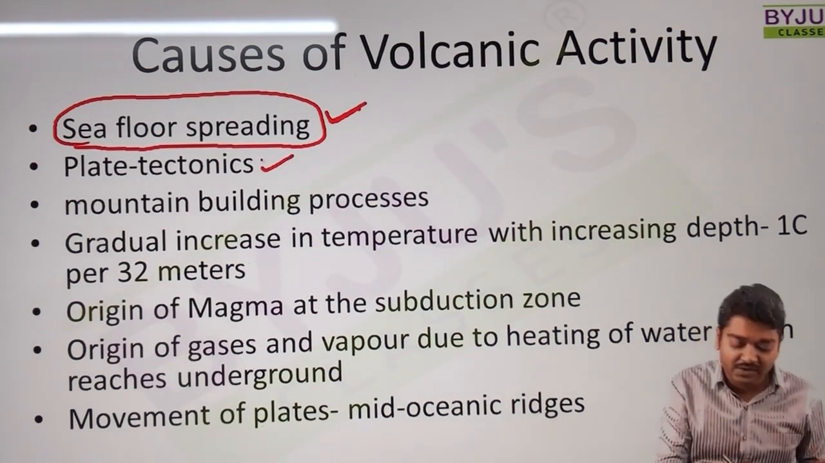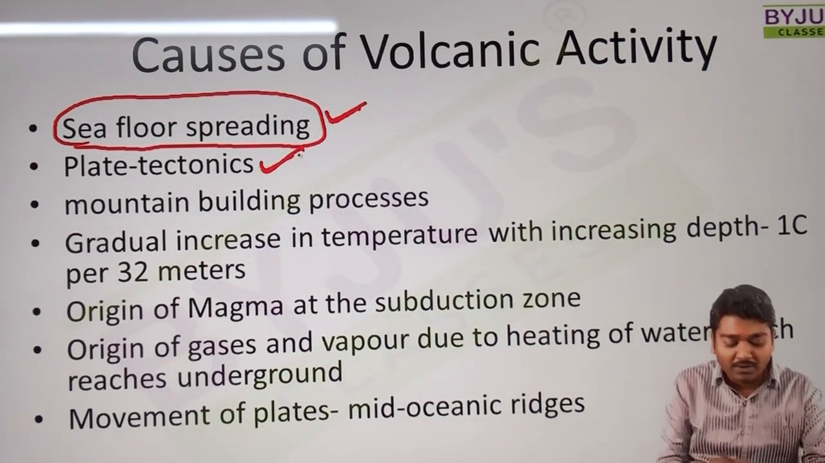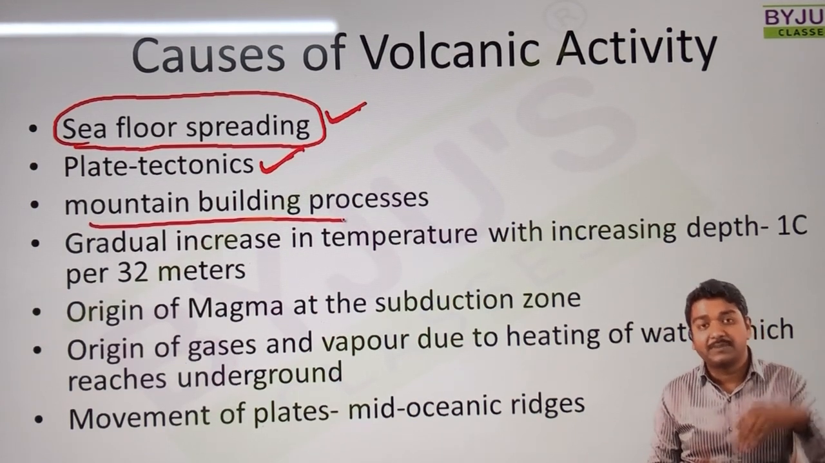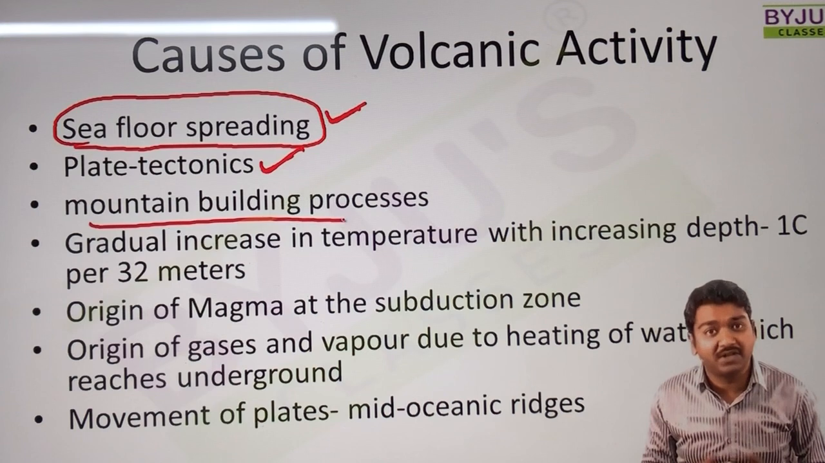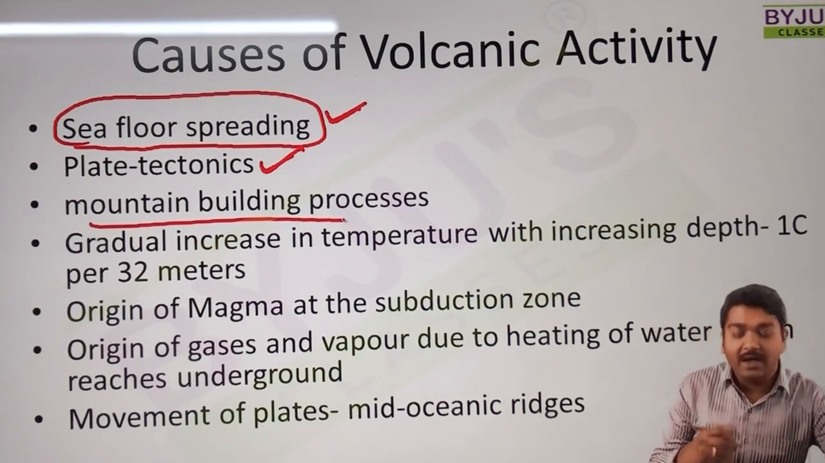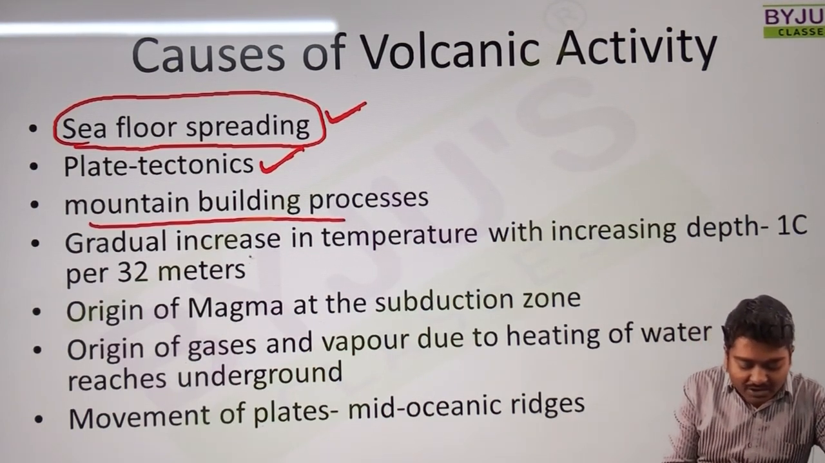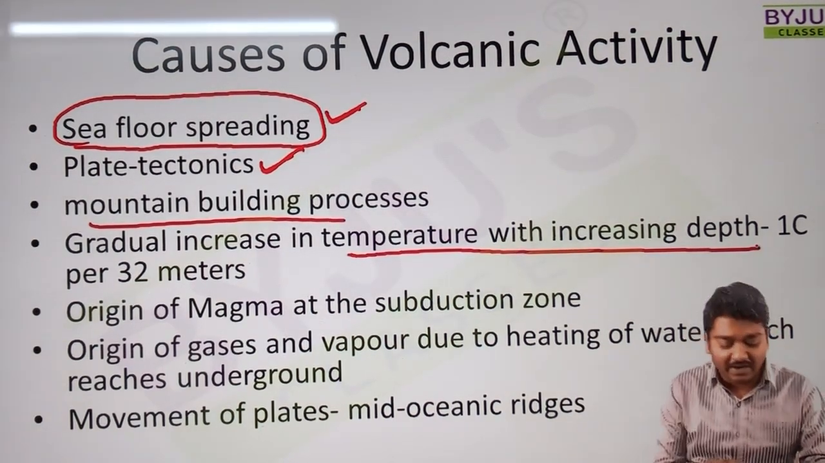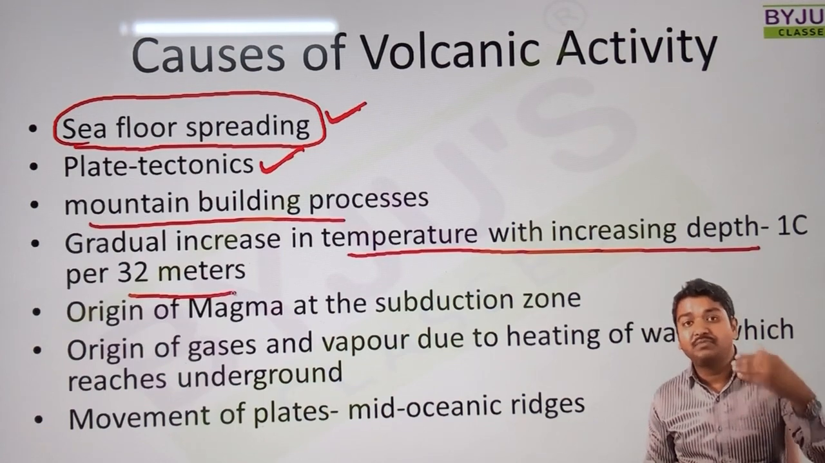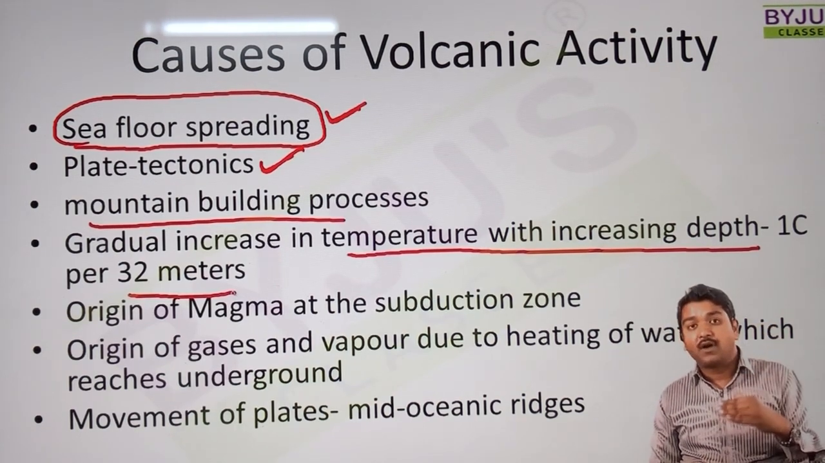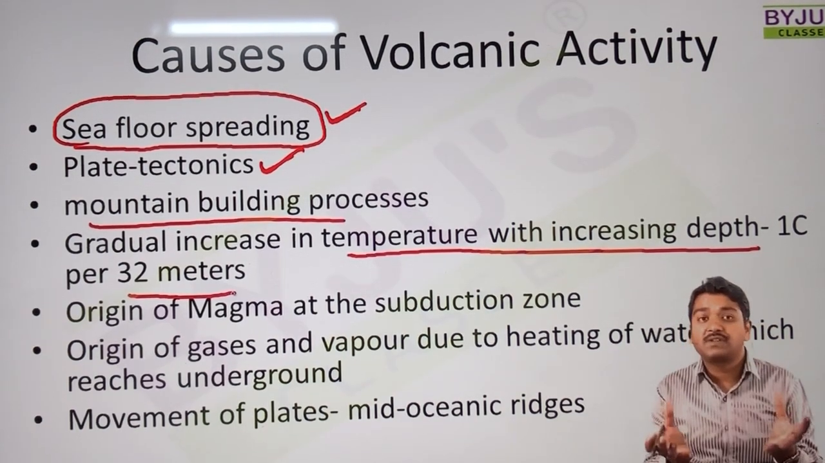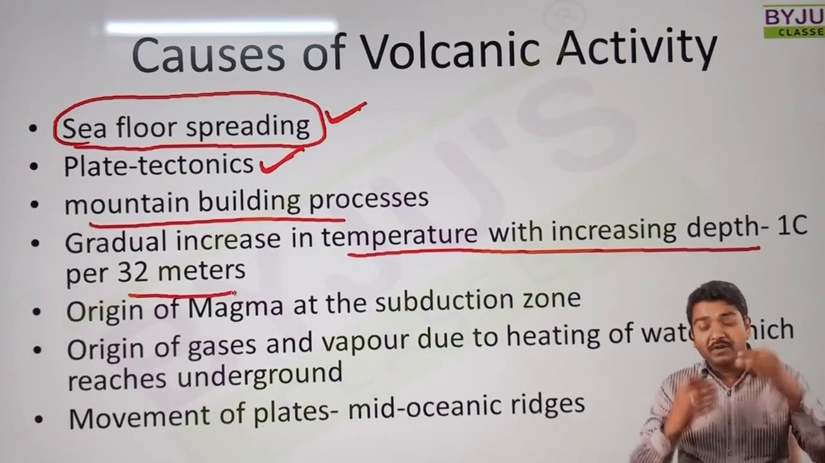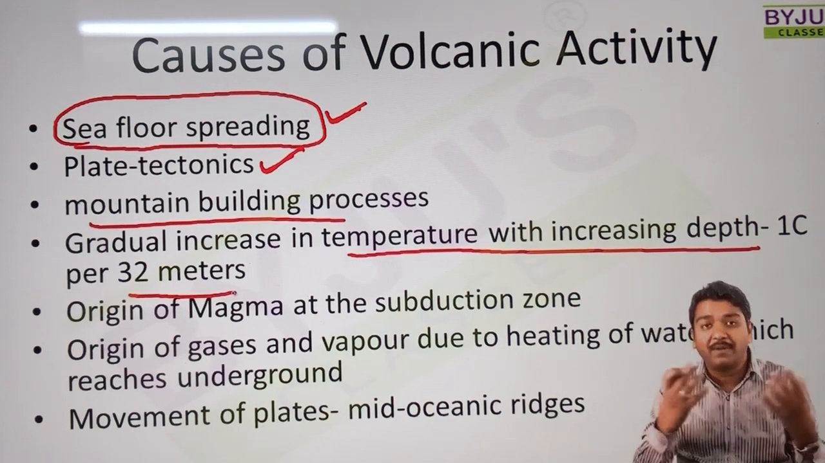In both sides, you see volcanic mountains. Mountain building process, which I actually explained, right? Wherever subduction happens, their mountains or ridges are usually formed. And the other reason is the gradual increase in temperature with increasing depth. That is 1 degree centigrade rise for every 32 meters. So at a depth of 48 kilometers, the rocks are molten, and the reason for this is radioactive materials. So as temperature is increasing, magma is formed.